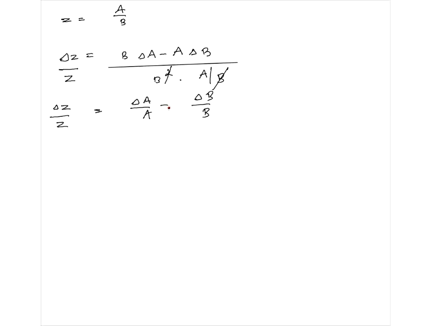So maximum error would be when these errors add up. When one is the positive error, other one is the negative error. That's where they will add up, right? So the maximum error, if you want, it would be obtained by adding the absolute positive. So these are mods, you are adding them, and that's the maximum.